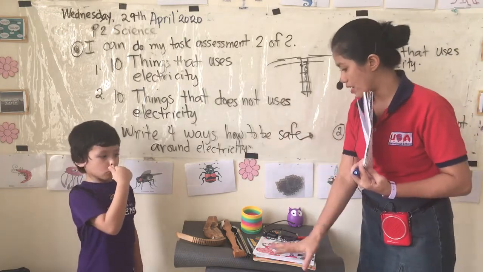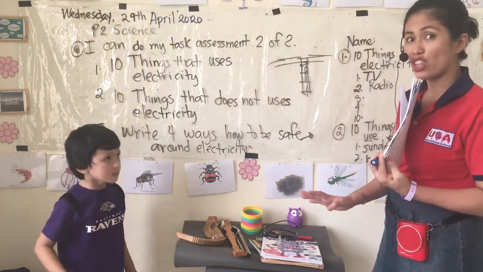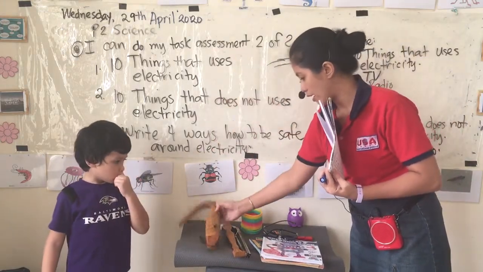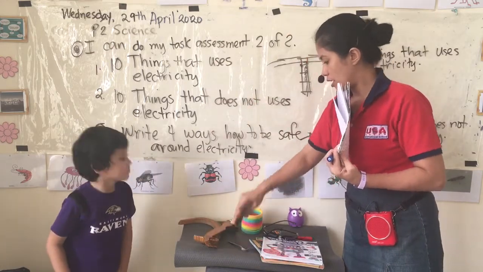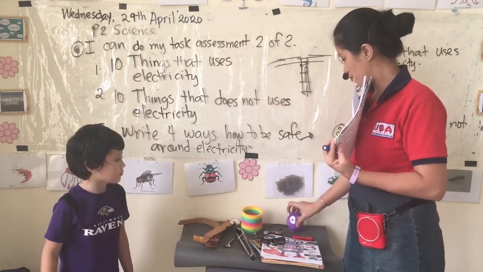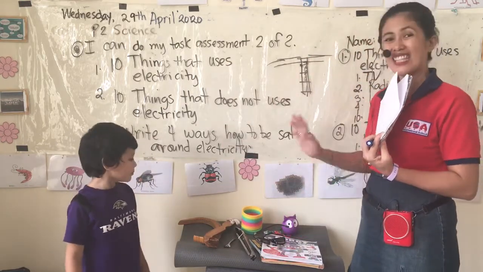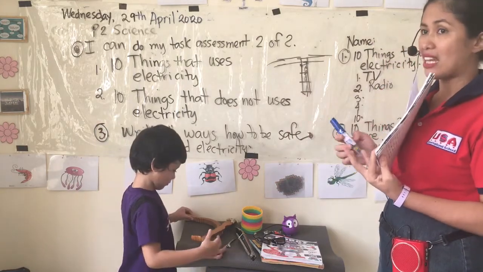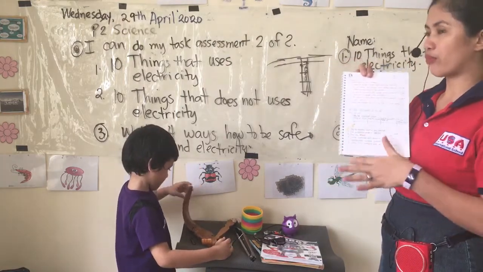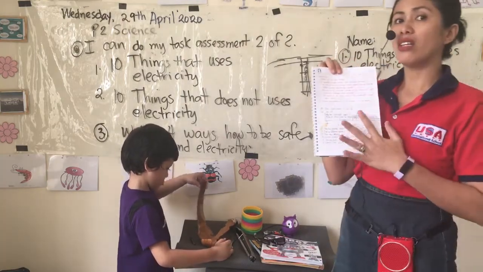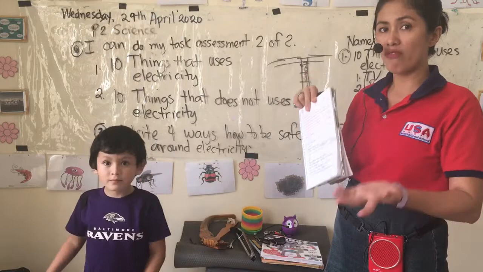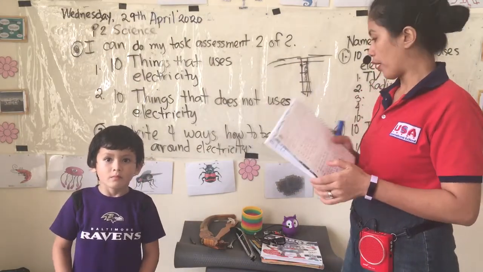All of these things here are examples of things that do not use electricity, like a pencil, a wooden toy, a back scratcher, a tong, a fork, a Lego. These are things that do not use electricity. They don't need electricity in order to work. And then at the back, if you have no space here, you write down 4 ways on how to be safe around electricity.